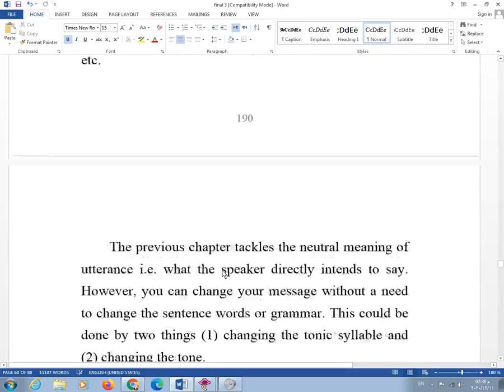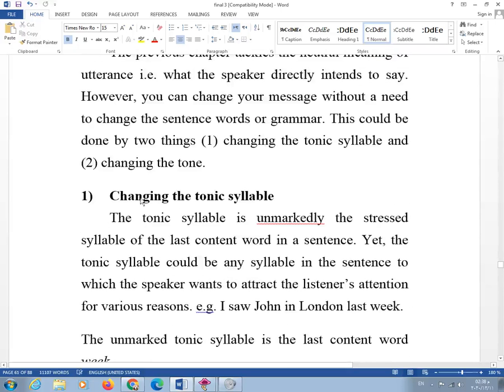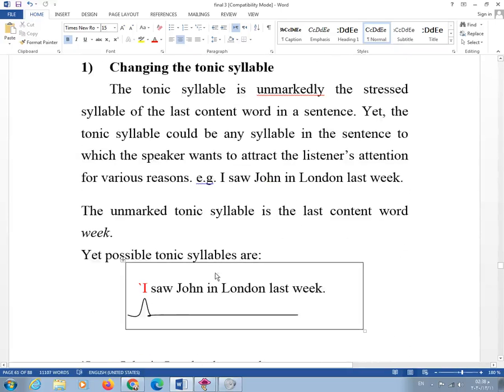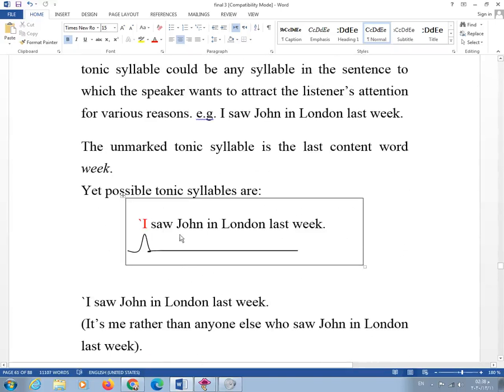So today we're gonna talk about changing the tonic syllable. Okay, tonic syllable. Let's look at these examples, and see how it is. This one example is said in many different ways, and each time we pick a different word to make it the tonic syllable. So let's see this.